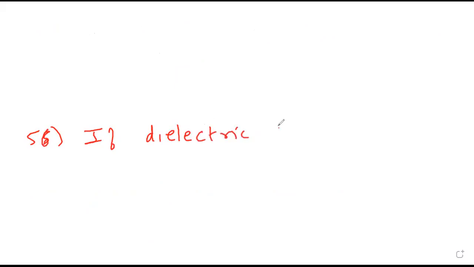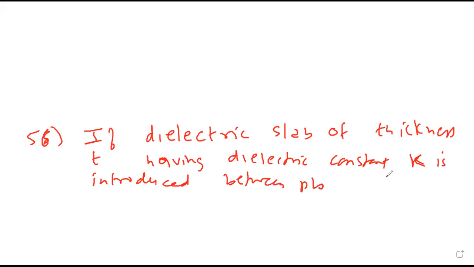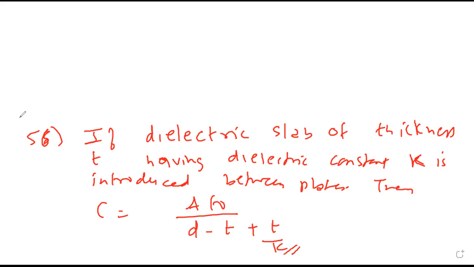If dielectric slab of thickness T having dielectric constant K is introduced between plates, then C is A epsilon 0 upon D minus T plus T by K. देखिए याद रखना, अगर आ गया तो इजीली ये फॉर्मूला होगा तो 1 मिनट में हो जाएगा. राइट.